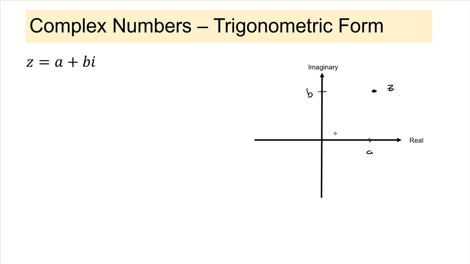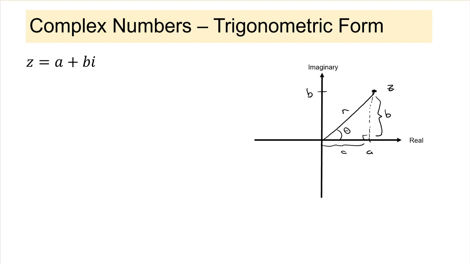What I'm going to do is create a right triangle by creating a line segment from the origin to z, and dropping a perpendicular here. So I've created this right triangle. This dimension is a. The dimension of the other leg is b. I'm going to call the hypotenuse r. And this angle with the positive x-axis I'm going to call theta.